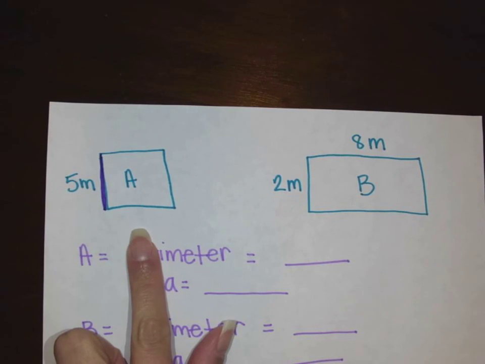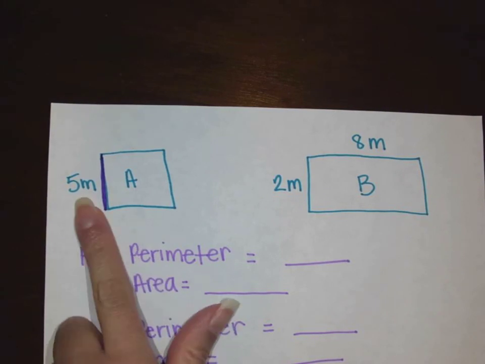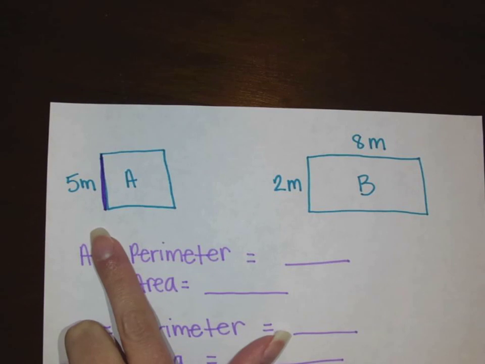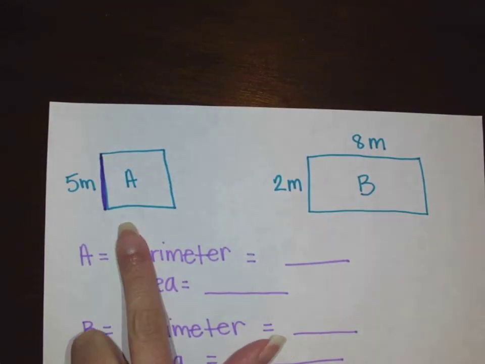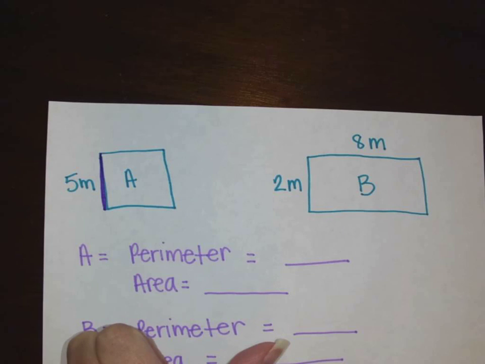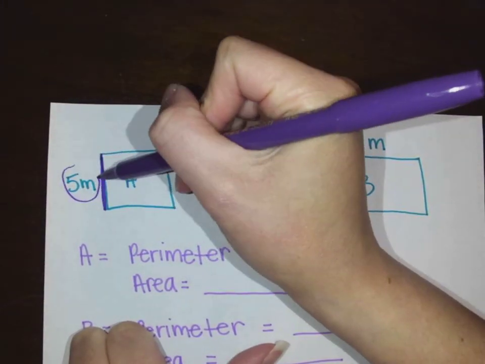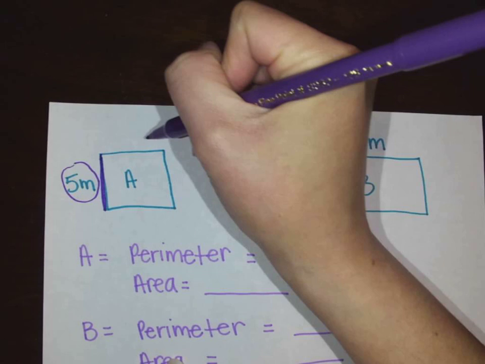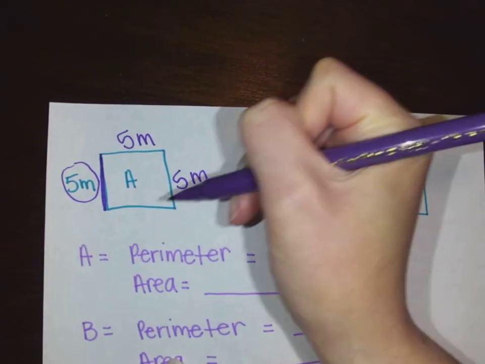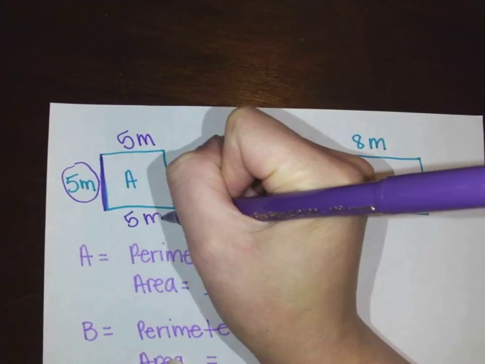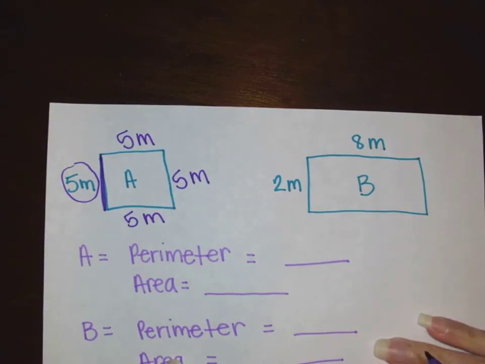I wonder why. So if this side is 5 meters, oh, they only gave one side for a reason, because this is a square, and I know that squares have all equal sides. So if this side is 5 meters, you guys, all of the sides are also 5 meters. And I'm going to go ahead and write that in. 5 meters all the way around.